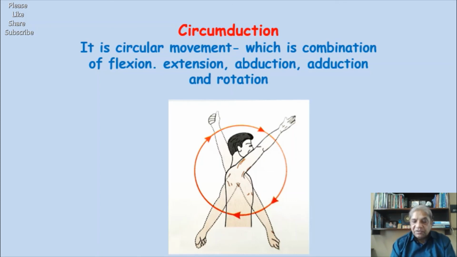You can also do circumduction to some extent at the wrist joint. Just make a fist, and then rotate your wrist joint in one direction. I'm showing you the other direction. This is also a kind of circumduction, but not a true circumduction, where it is as free as it is in the shoulder joint.